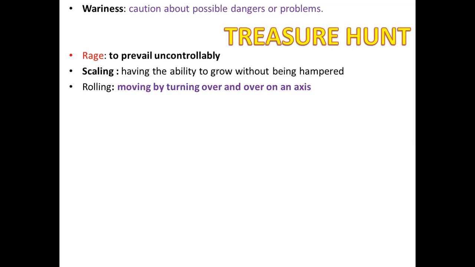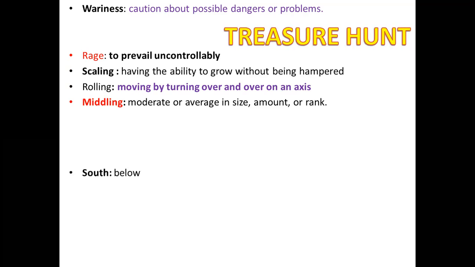The next one is rolling. Rolling means moving by turning over and over on an axis. It's slowly moving. That's what you say rolling. Middling. Middling means moderate or average in size or amount or rank. So middling in the sense you are giving some amount of time or space or rank. That's how you can use middling.